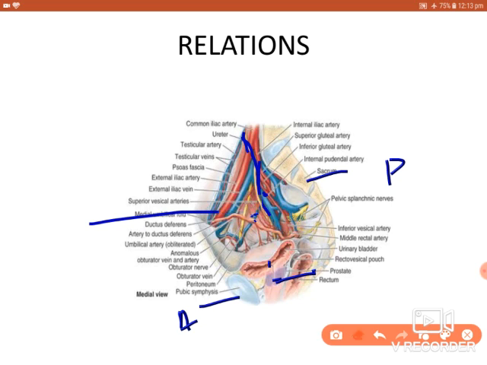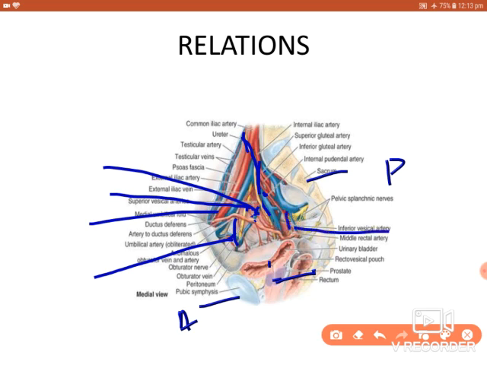Additional to that, you can see one important nerve there. This is the obturator nerve, along with the vessels, the obturator vessels. Then here we get the superior vesical artery. This is the superior vesical artery. Here, this is the inferior vesical artery. This forms the lateral relations of this vertical part of the ureter.